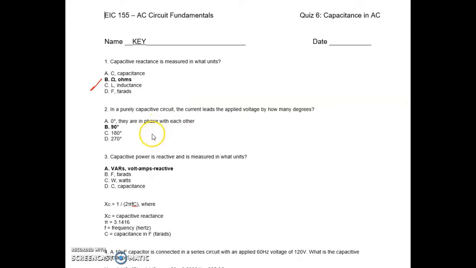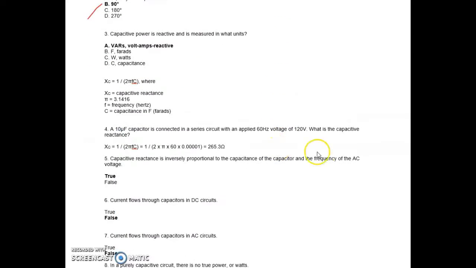Number 2, in a purely capacitive circuit, the current leads the applied voltage by how many degrees? So it's a pure capacitive circuit, so the answer is 90 degrees. Number 3, capacitive power is reactive and is measured in what units? That's VARs, volt amp reactive.